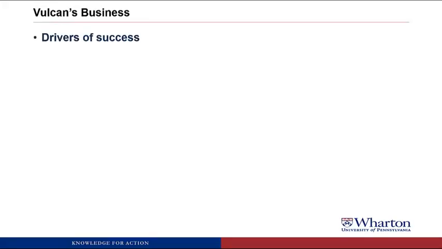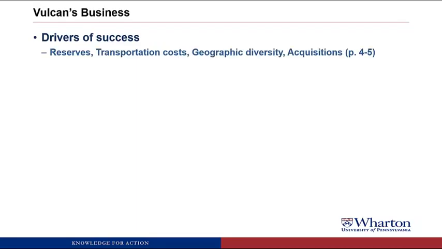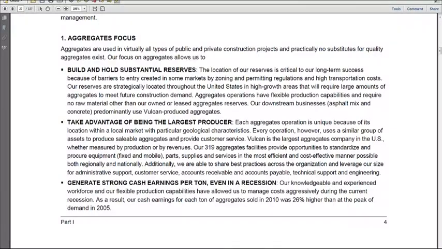The next thing we want to look at for Vulcan's business are the drivers of their success. To summarize, it's going to be reserves of these stones, managing transportation costs, geographic diversity, and acquisitions. That's on page 4 and 5. And this big Florida Rock Industries acquisition in 2007, having that work out is a big driver of their success. So let me go to the report and show you where those are. So on page 4 and 5, they talk about these drivers of success.